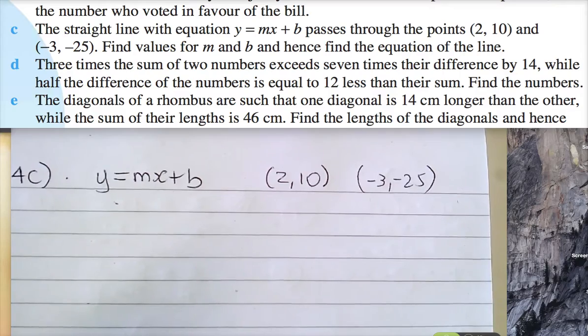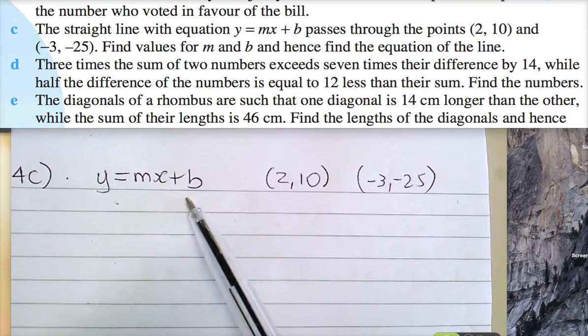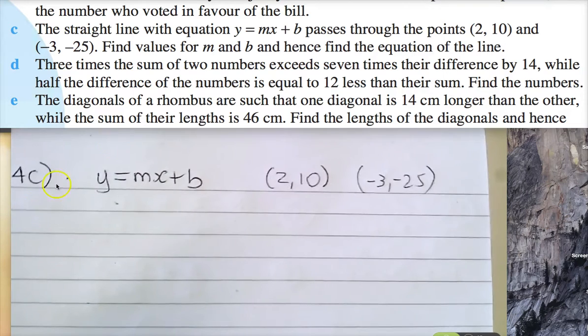The straight line with equation y equals mx plus b, you can see the question up here on the screen, passes through the points 2, 10 and -3, -25. Find the values for m and b and hence the equation of the line.